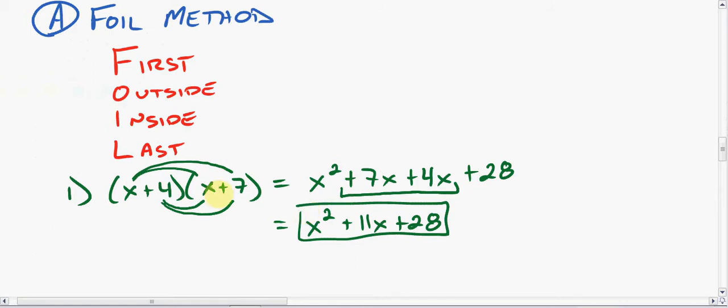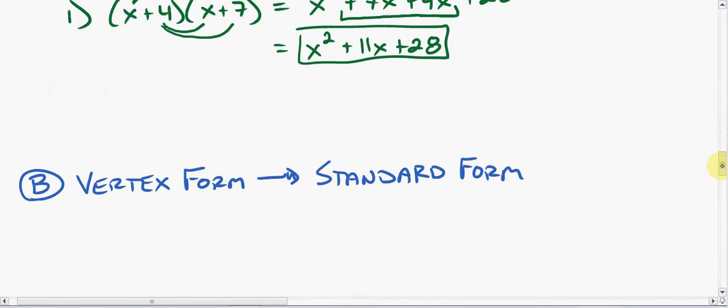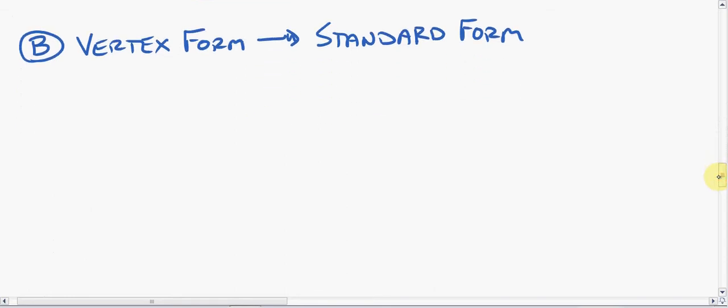This wasn't even a real equation. We just have two different expressions. But the FOIL method will be useful, and you'll see that in a second. So let's get down to vertex form. So we're going to go from vertex form to standard form.